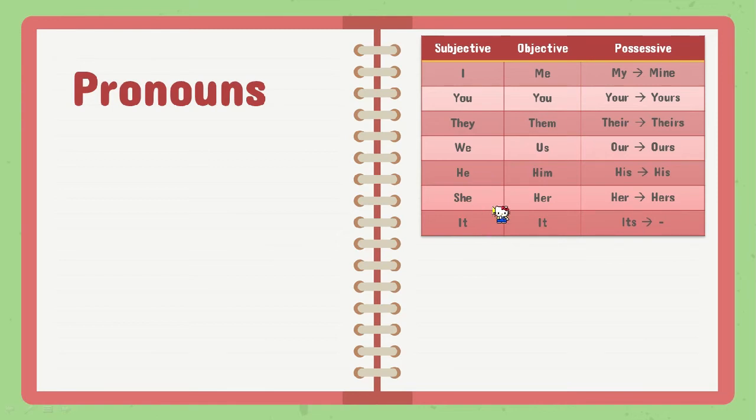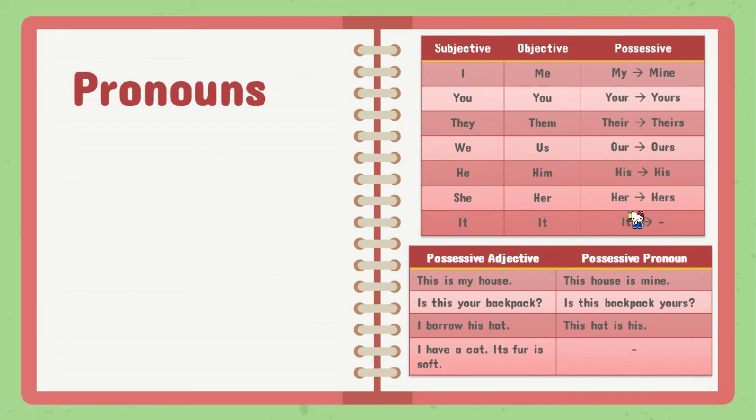Okay? And an objective pronoun acts as the object of a sentence. It receives the action of the verb. The objective pronouns are me, you, them, us, him, her, it. A possessive pronoun tells you who owns something. The possessive pronouns are mine, yours, theirs, ours, his, hers. What about my, your, their, our, his, her, its? Okay, let me explain that. My, your, their, our, his, her, its are a kind of possessive adjective.